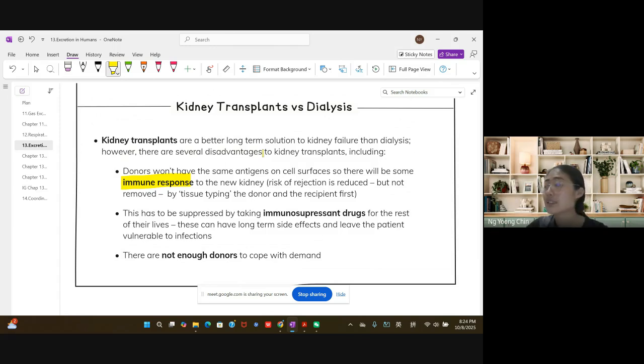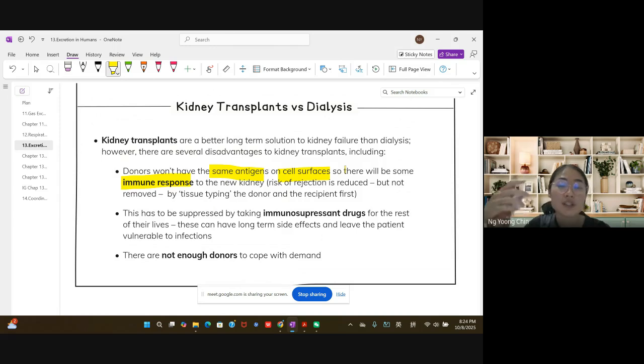But the problem with the kidney transplant is you need to ensure the transplant is very successful. So you need to match the organ first, and match the blood type. Rejection happens because the donor, compared to the recipient, does not have the same antigens on the cell surface. So definitely there will always be some immune response. So how are you able to reduce the immune response?